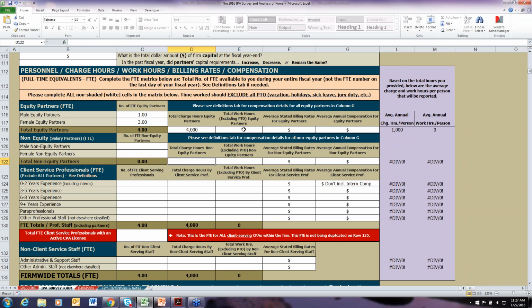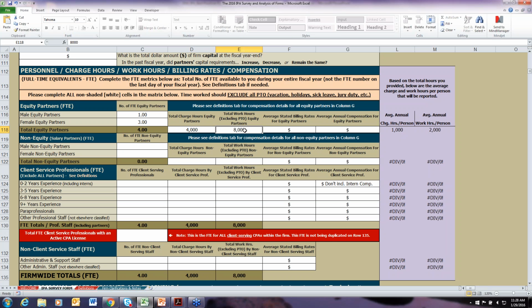Let me also bring your attention to the far right here in columns L and M in purple. This is a checking mechanism that we've added that will help you assess the validity of the entries that you are making. So when you put in the total charge hours and the total work hours of the people in this group, it will automatically calculate the average annual charge hours per person in each one of these groups and the average annual work hours per person, just to make sure it looks appropriate.